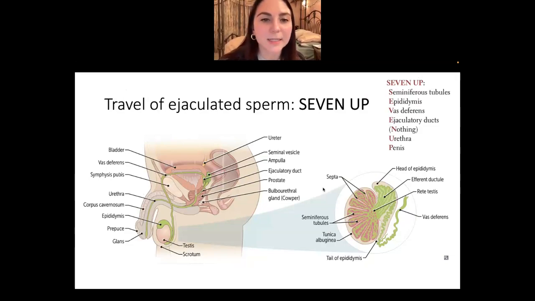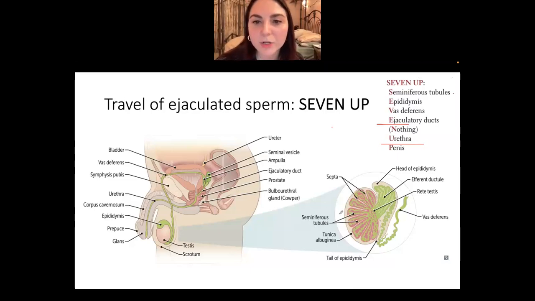So this is travel of ejaculated sperm. People use the mnemonic 7-up. It starts in the seminiferous tubules, then goes to the epididymis, then the vas deferens, then the ejaculatory duct. This is emission into the urethra, and then through the penis, and that's going to be your expulsion. So that's the pathway. You should know this order. I feel like we got a question on this, just the order of how it moves.